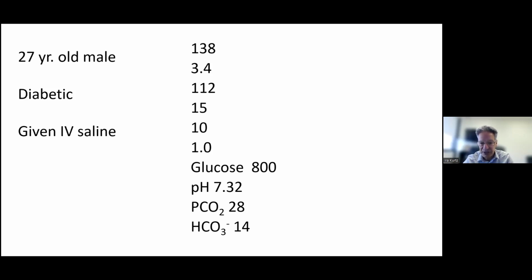So yes, this is a metabolic, the only one of the three that it fits is a compensated metabolic acidosis, and that's what you would write on your exam if that was one of the choices. Again, we don't need to look at the pH because if you plug the 28 and 14 into the Henderson-Hasselbalch equation, you're going to get 7.32.